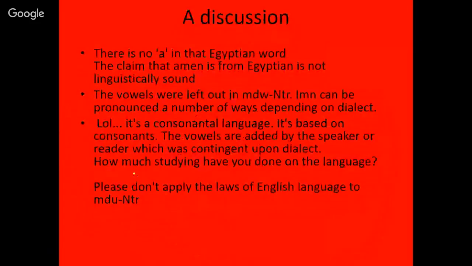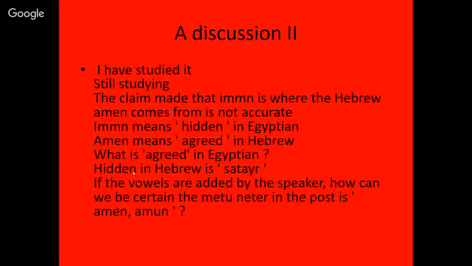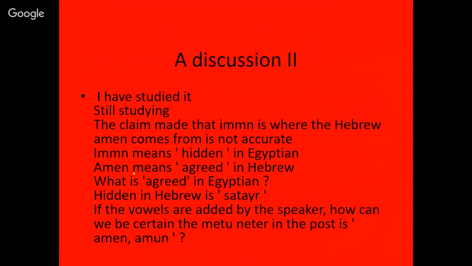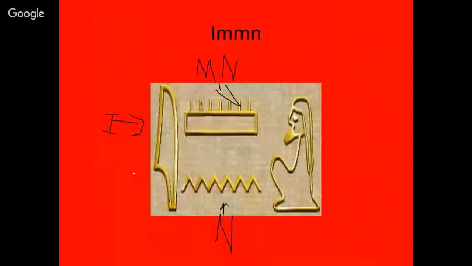So now, if the person is saying that the vowels are added by the speaker or the reader, how then can you be so certain, if that is the case, brothers and sisters, that this must be Imun or Imin, or as some try to say, Amen, or whatever? How can you say it might be this, that, or the third if it's based upon the reader's pronunciation or dialect and the speaker's pronunciation or dialect? How do you have a concrete meaning of something, brothers and sisters?